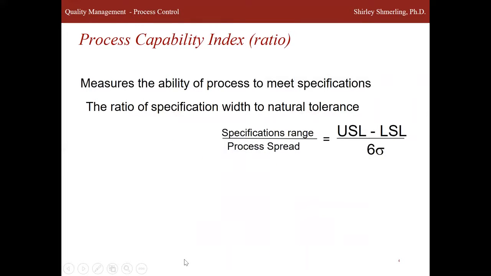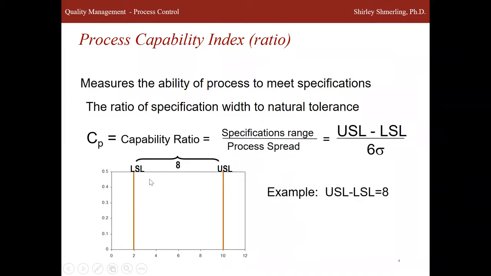So we're going to look at a measurement of the capability, the ability of the process to meet specification. We're looking at an index that is basically the ratio of the specification range and the process spread, which is determined by the standard deviation. We're going to call it a capability ratio or capability index: the range of the specification from the customer divided by the spread, which is 6 times the standard deviation.